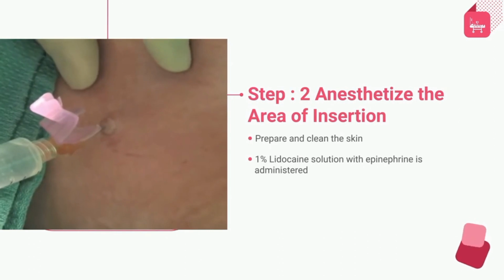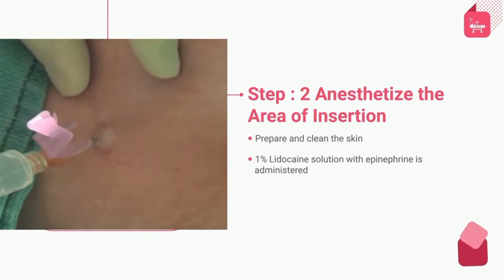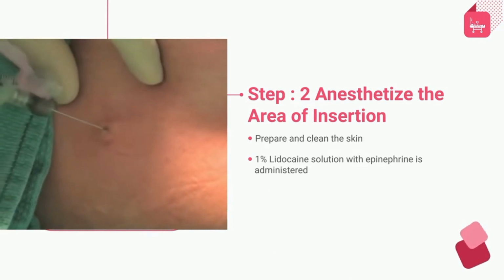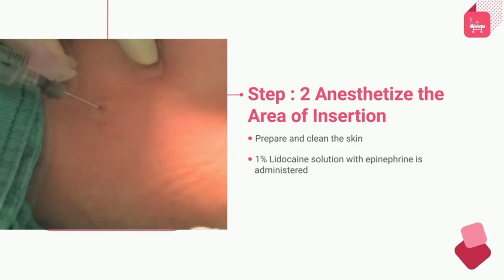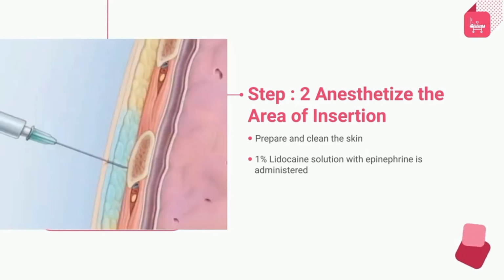The insertion site is immediately behind the lateral edge of the pectoralis major muscle. Step 2. Anesthetize the area of insertion. Prepare and clean the skin using povidone iodine or chlorhexidine solution and allow it to dry. Raise the skin while using the 10 ml syringe and 25 gauge needle at the incision area with 1% lidocaine solution with epinephrine.